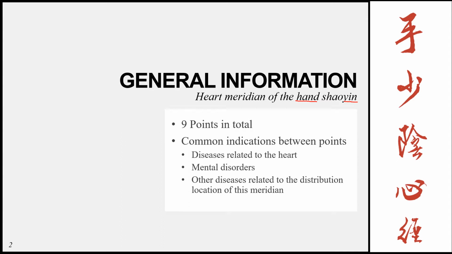to the fingers. And then secondly, because it's shaoyin, this means it's the most posterior of the three yins when it runs down the arm. So it'll be behind both the lung and pericardium meridians. There are 9 points in total, and the common indications for points on this meridian.